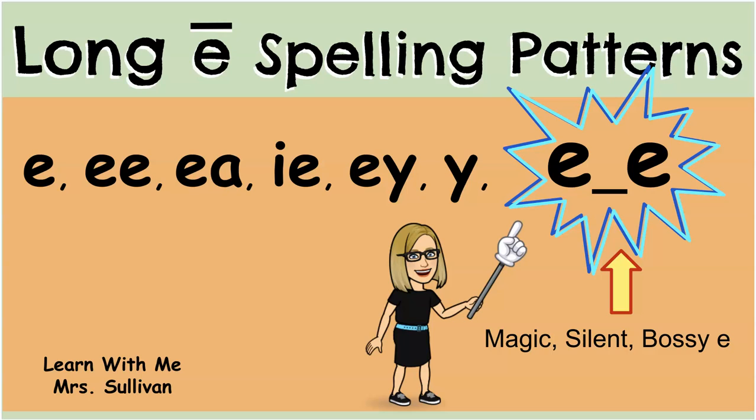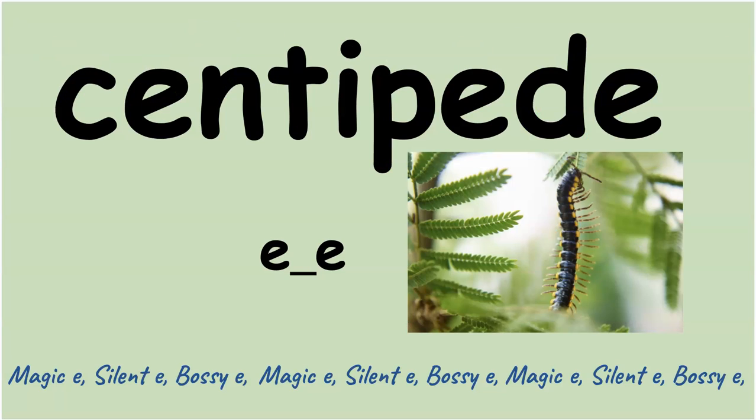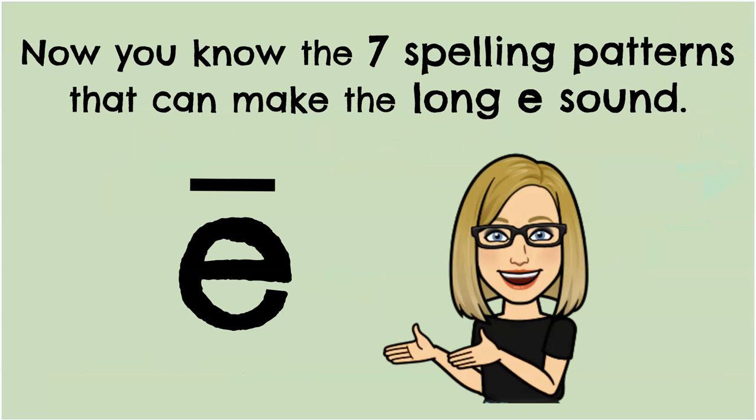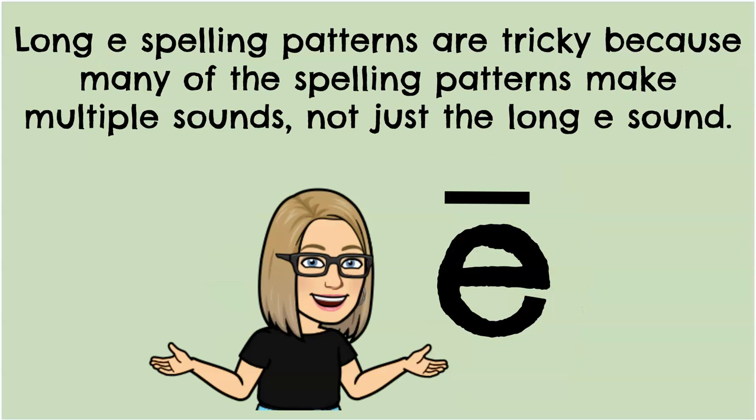Now, it's not the most popular spelling pattern to do the long E sound. There's a few words. Let's check them out. Centipede uses magic E, silent E, bossy E to make the long E sound. And trapeze uses a magic E, silent E, bossy E, or E consonant E to make the long E sound. That's a lot of different ways and a lot of different spelling patterns. Whew. Now you know the 7 spelling patterns that can make the long E sound.